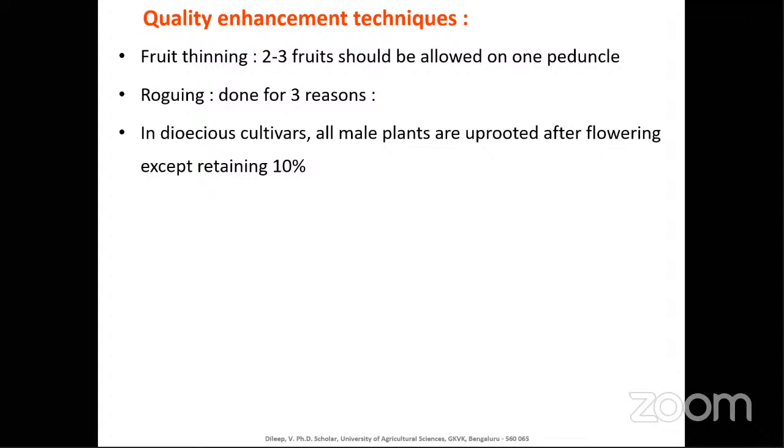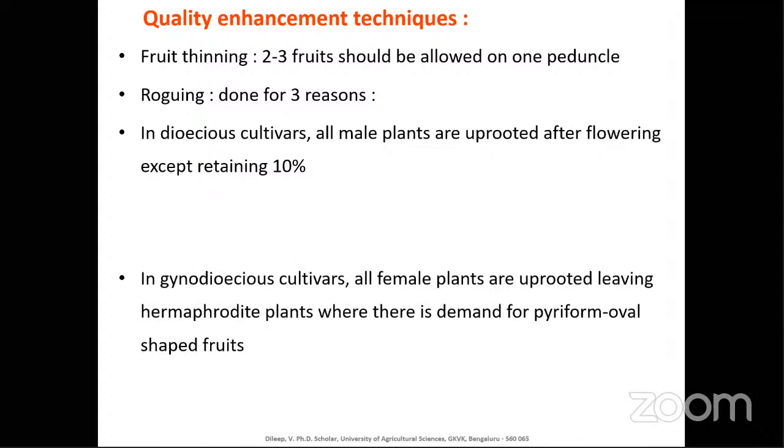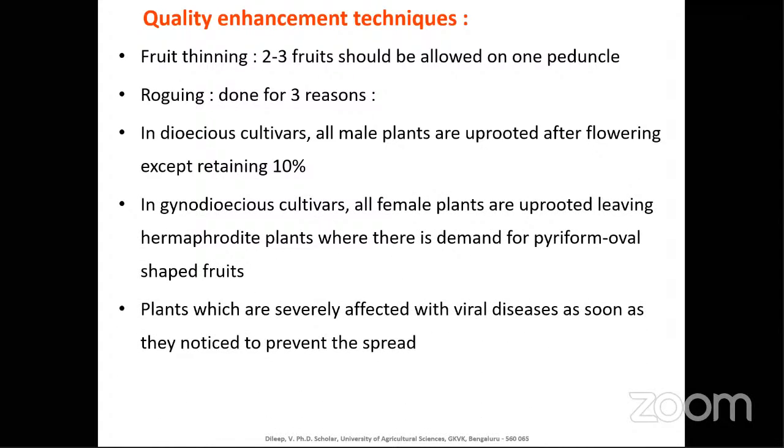And rogueing is done for three reasons here. As I said earlier, when we plant dioecious plants, there will be a 50 to 50 occurrence, that is 50% female plants and 50% male plants. Only 10% is retained for pollination, and the remaining should be eliminated. That is one of the rogueing types.